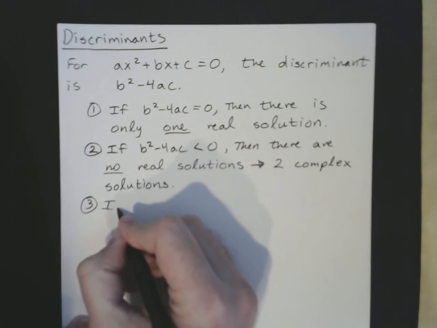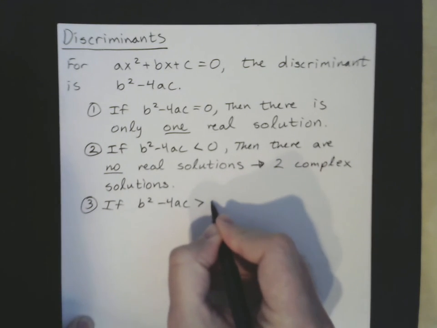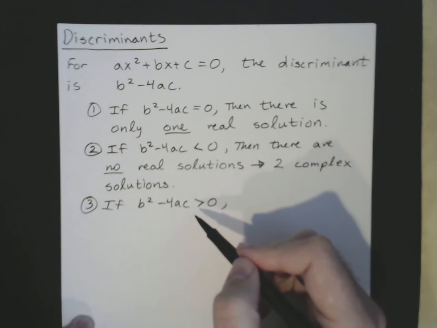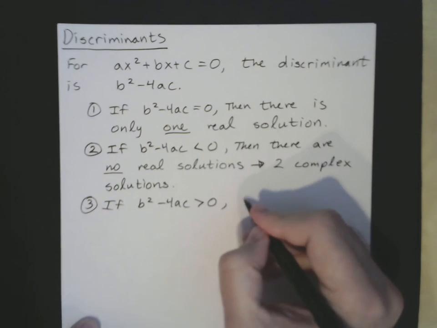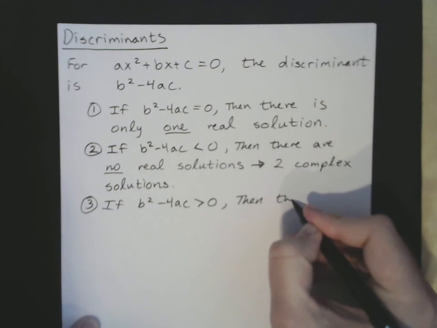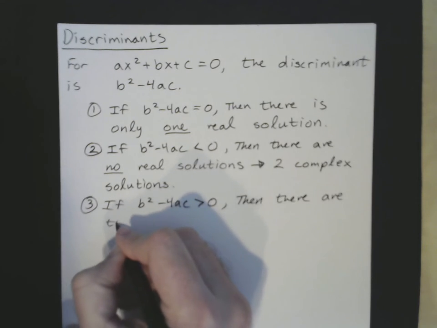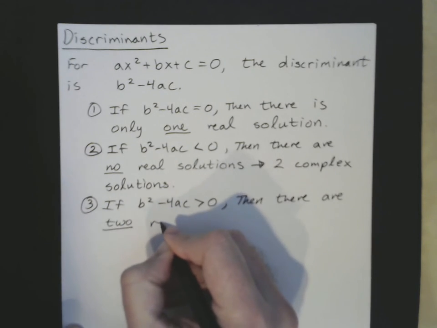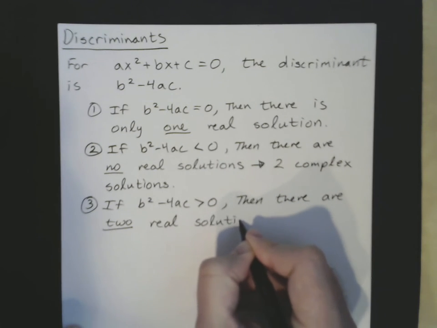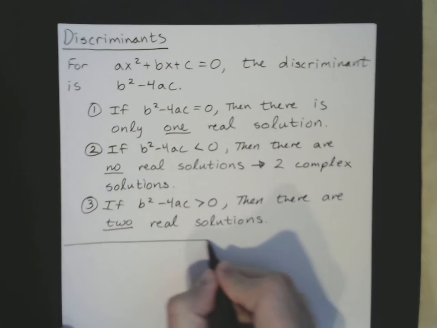And the third case, if b squared minus 4ac is greater than 0, that means that there's going to be a positive under the radical in our quadratic formula. So then there are going to be two real solutions. And these could have radicals or they could not.